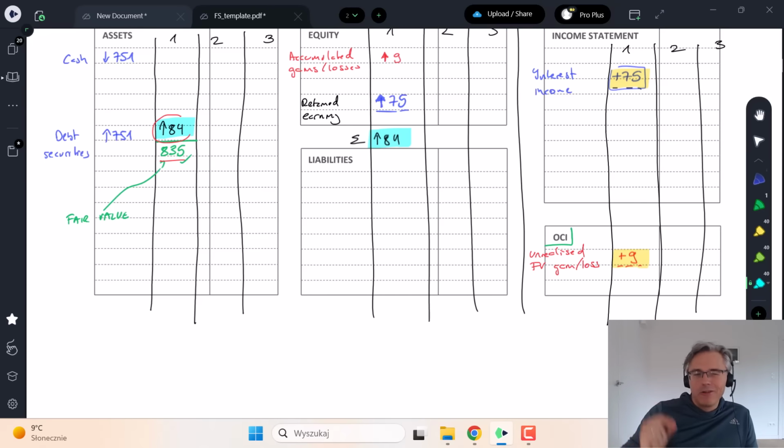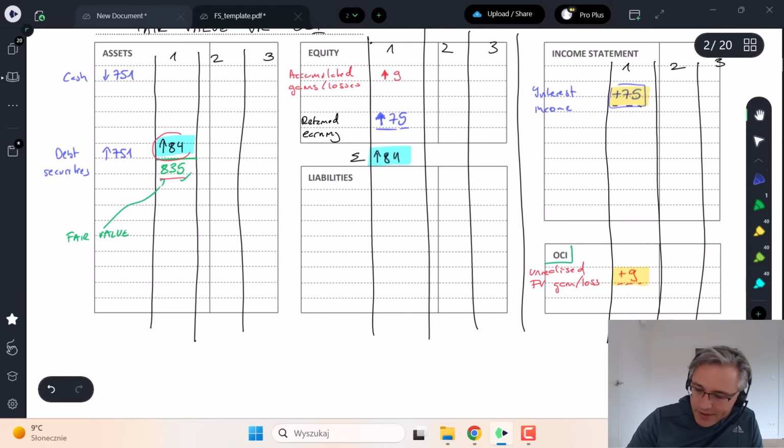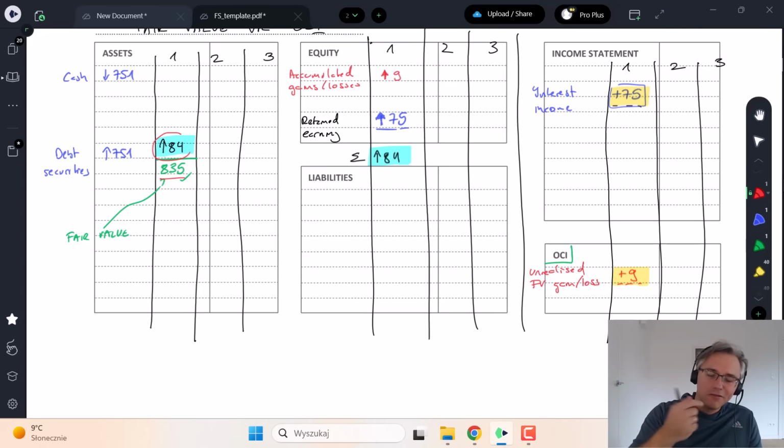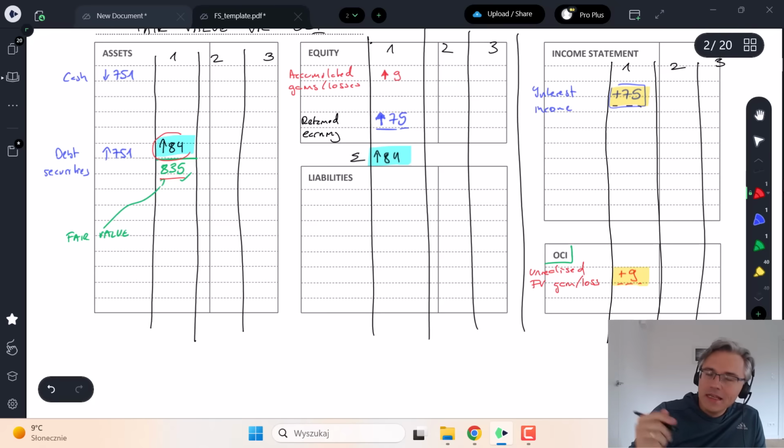In reality, it's very difficult to read this stuff because there's lots happening there. My example is nice and simple. You don't have reclassifications, you don't have movements in and out of OCI, but in reality, it becomes a bit more complex. Good. So what happens in the next year?